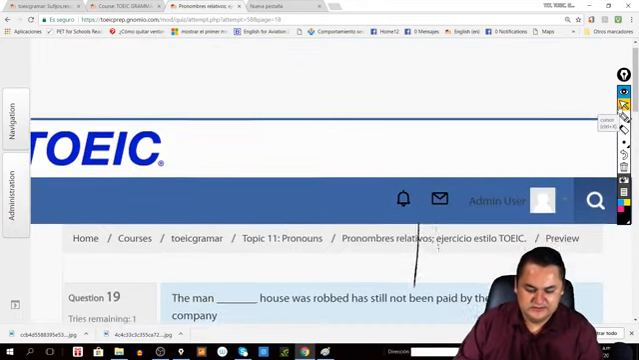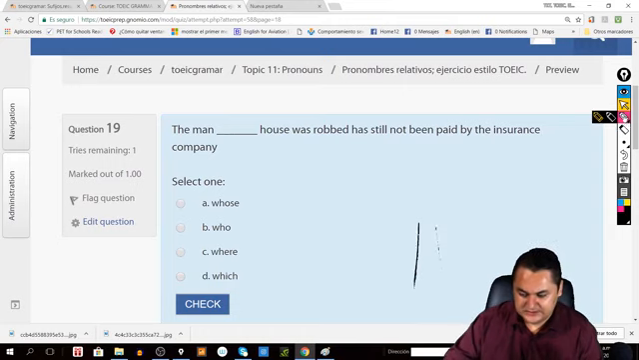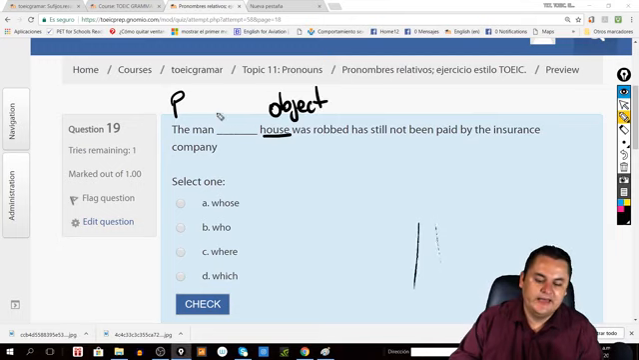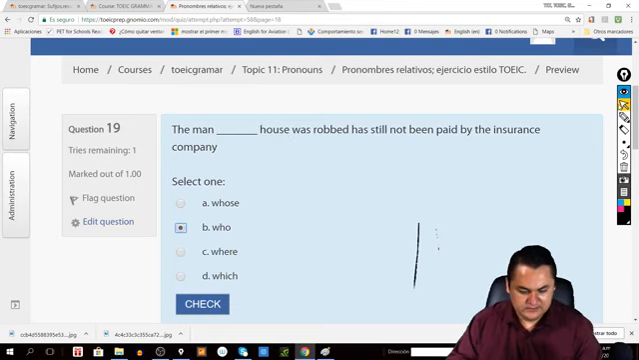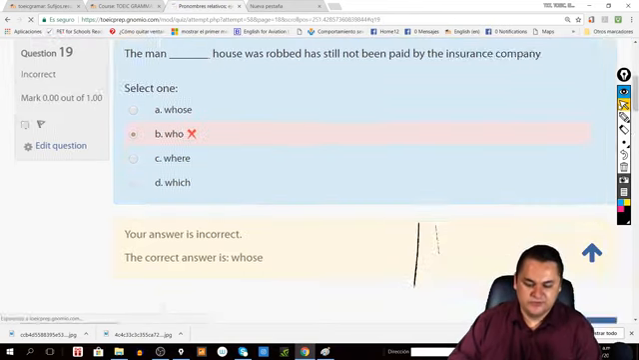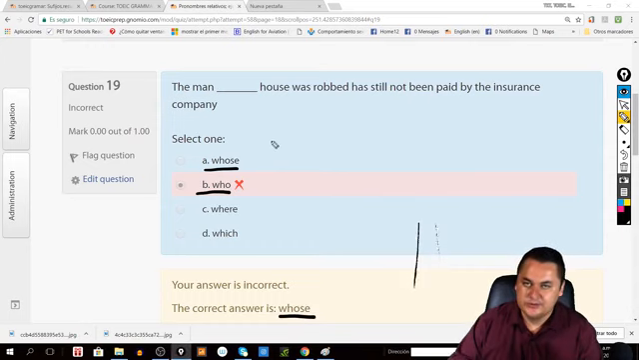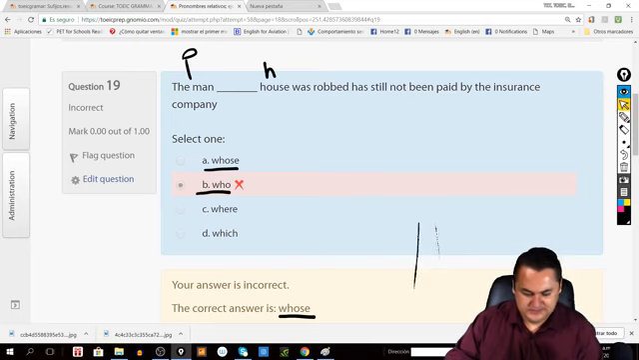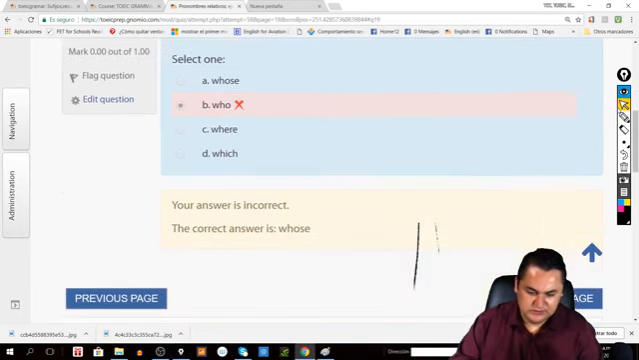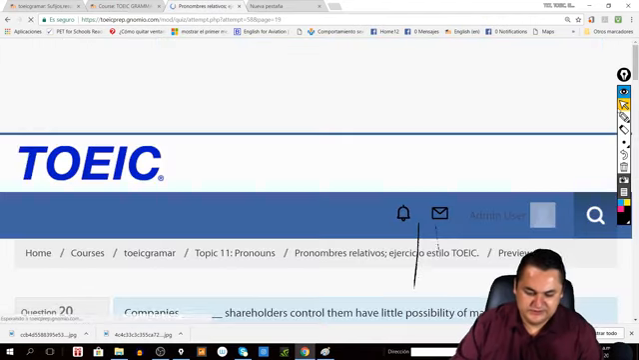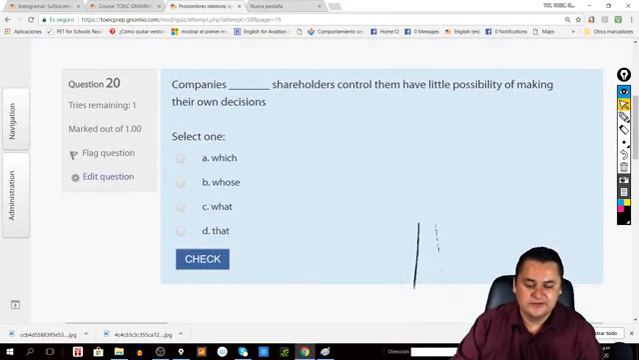Okay, let's see next. The man is a person. House is an object. So we can have whose to say the man whose house was robbed. I hope you see the mistake. I just chose the wrong answer, but as I said, the answer is whose, because here's a person and here is an object. The man whose. It was just my mistake, but the answer is still the same. It is the correct answer.